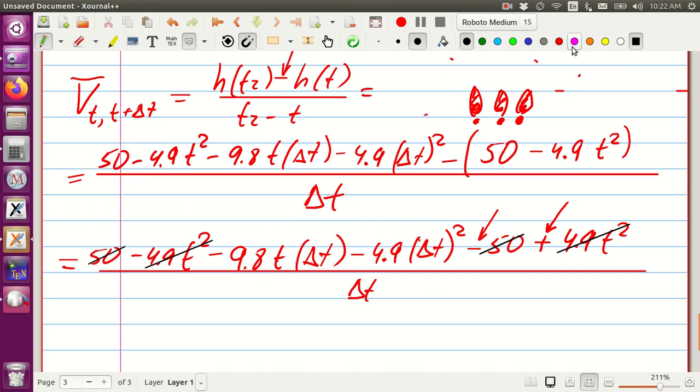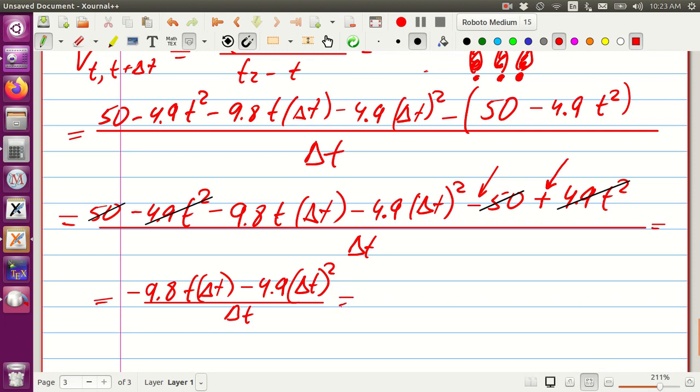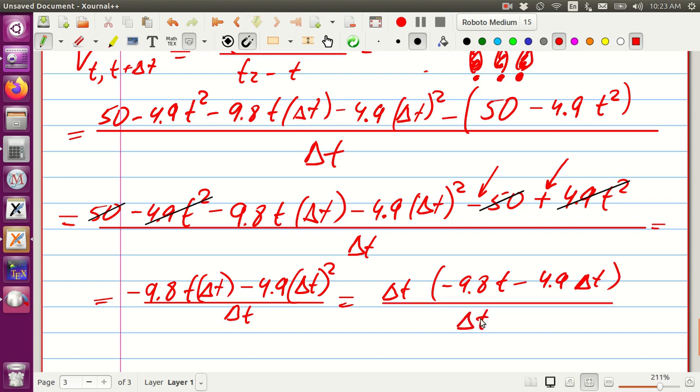So what can we say? We can say that, rewrite what's left. Negative 9.8 t delta t, negative 4.9 delta t quantity squared, delta t on the bottom. One more time, we have to factor delta t in the numerator. Negative 9.8 t is left, minus 4.9 delta t. And on the bottom, we have delta t. One more time, we have to do this justification. We'll do it for a while, actually.